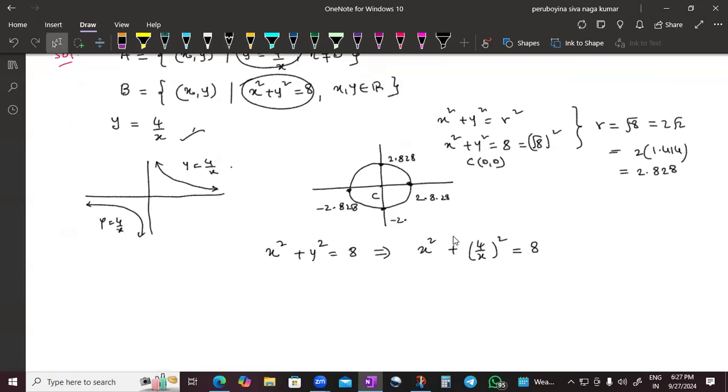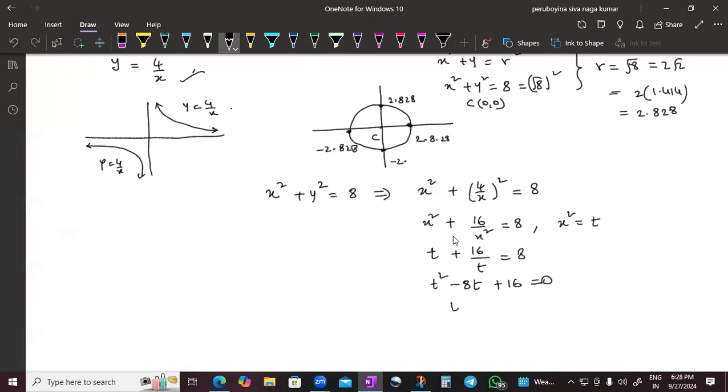So what we are getting is 16 upon x square equal to 8. Replacing x square with some other variable t for calculation purpose, and later I will replace this value. Assuming x square as t, I got t plus 1 by t is equal to 8. Simplifying and doing some minor calculations, I got t square minus 8t plus 16 is equal to 0.